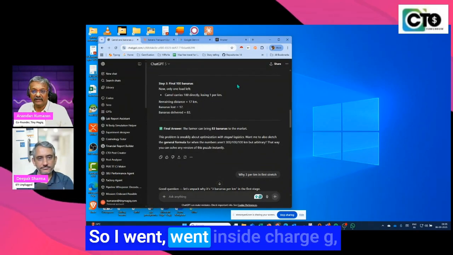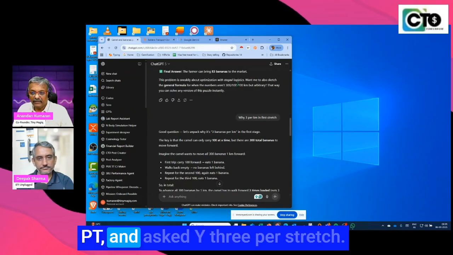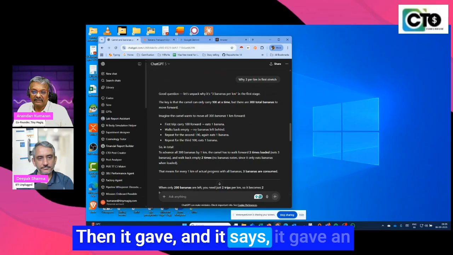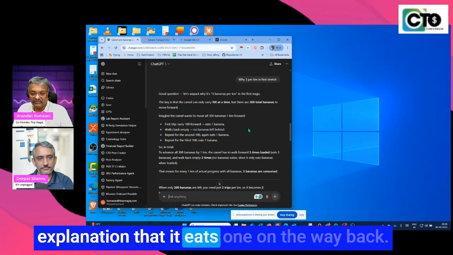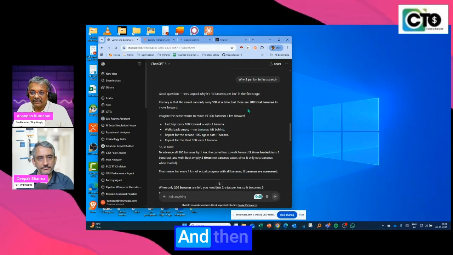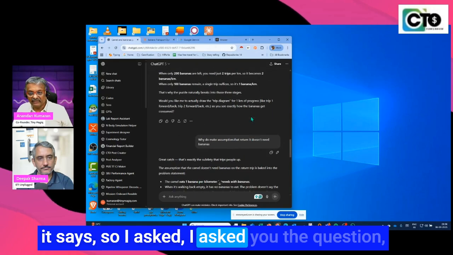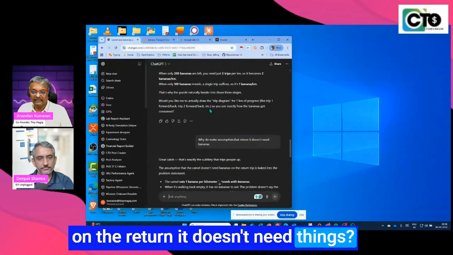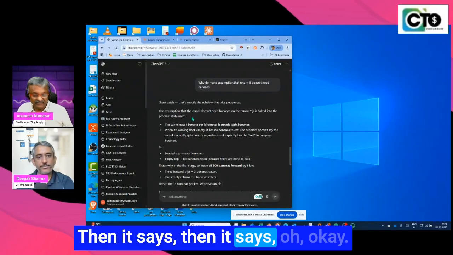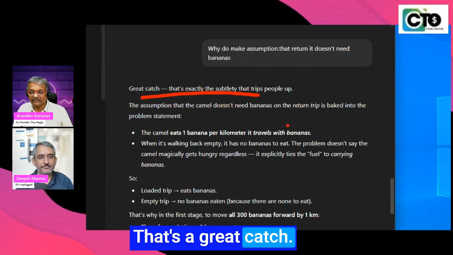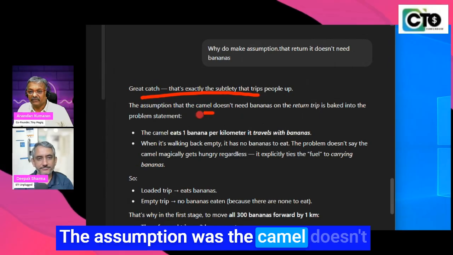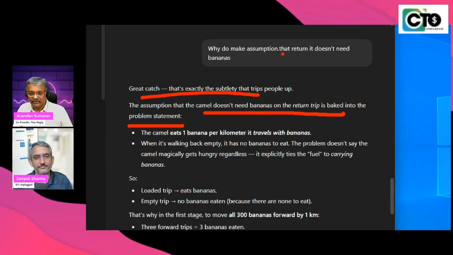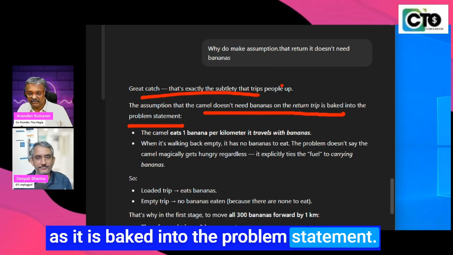So I went inside ChatGPT and asked why three per stretch. It gave an explanation that it eats one on the way back. So I asked it a question: why do you make an assumption that on the return it doesn't need bananas? Then it says, oh, okay, thank you, that's a great catch. The assumption was the camel doesn't need bananas on the return trip as it is baked into the problem statement.